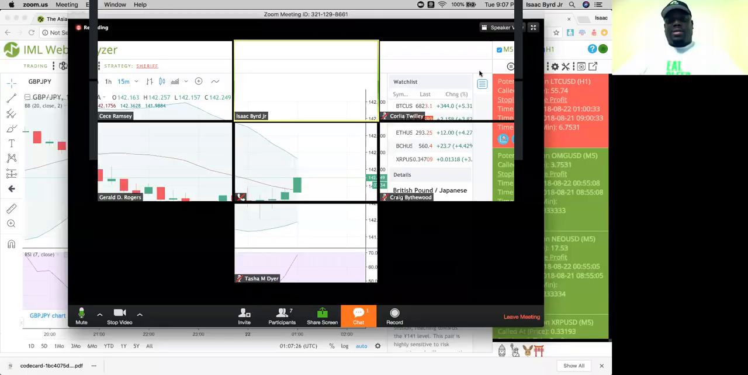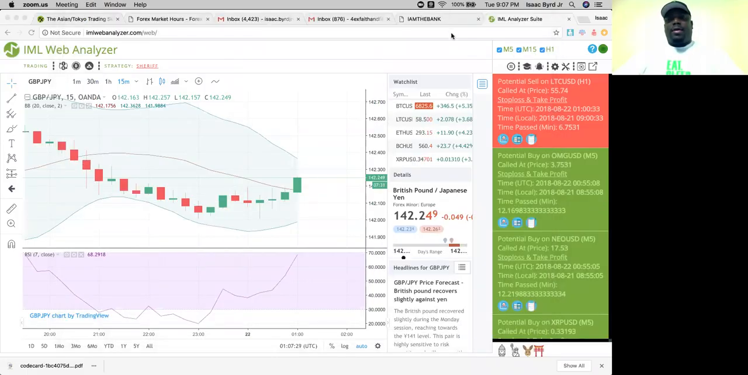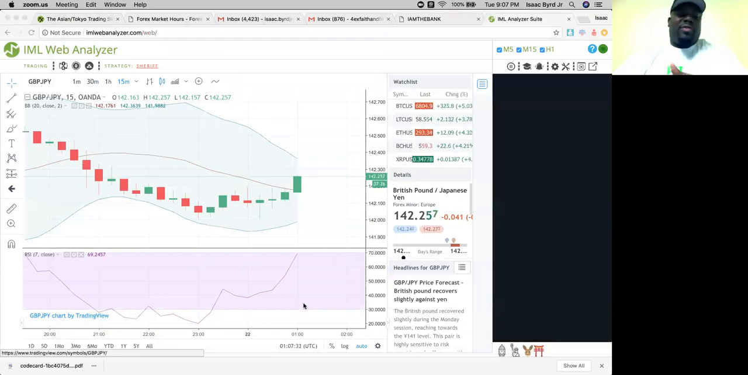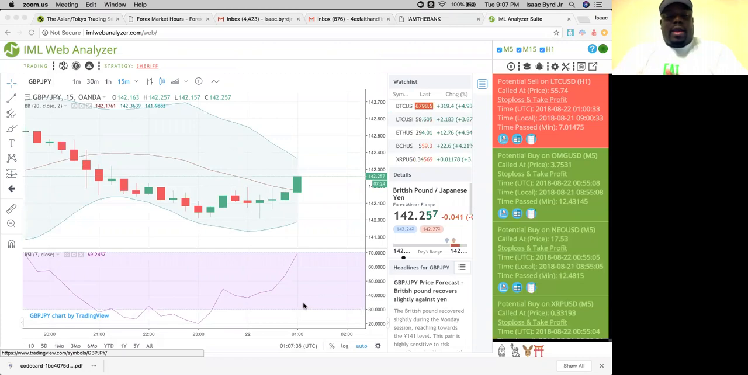I'm going to share my screen here, and we're going to talk about this Sharif strategy. I am on our lovely IML web analyzer. This is a great tool to use, and this is the way that you can do it. So let's talk about the Sharif strategy.